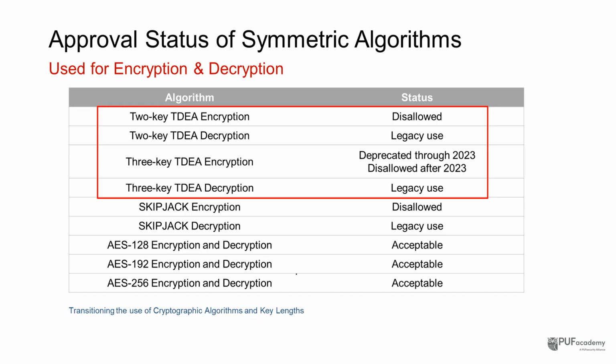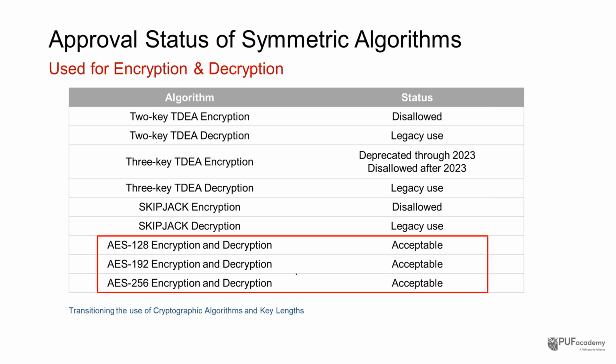Three-key TDEA for encryption was deprecated through 2023, and is now disallowed after 2023 for new data protection. Its use for decryption remains limited to legacy use. This timeline shows the urgency of transitioning away from this older standard. The slide also notes that Skipjack encryption is disallowed, with its decryption only permitted for legacy use.